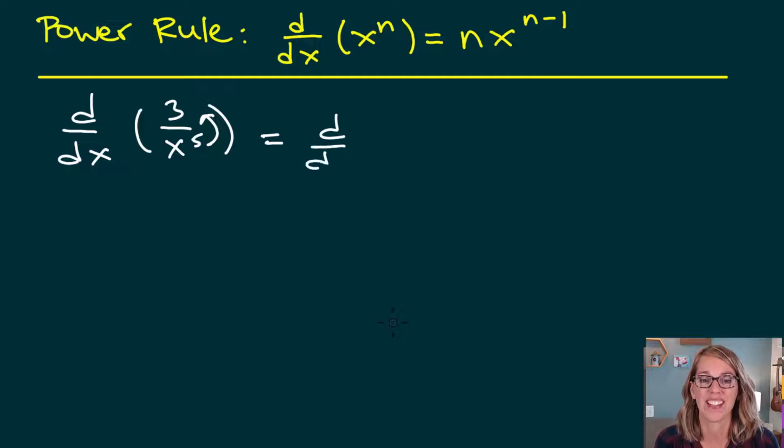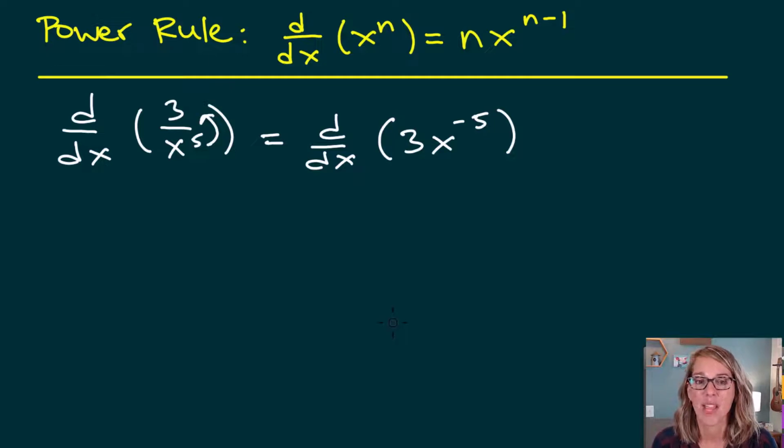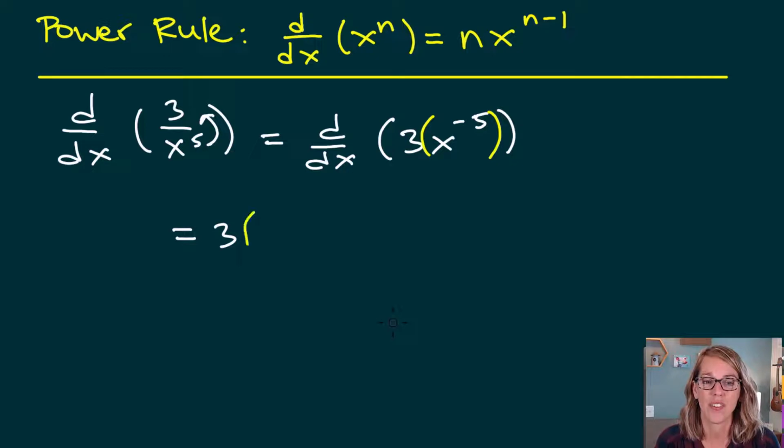So d/dx then, this becomes 3 stays in the numerator. If I bring x to the 5th up to the numerator, it changes into a negative 5. Now I'm able to apply the power rule on the x to the negative 5th. 3 is just a constant multiplier, so I'm going to write that 3 out in front, and let's go ahead and do the derivative of x to the negative 5th. Negative 5 comes out in front, and I get x to the negative 5 minus 1.